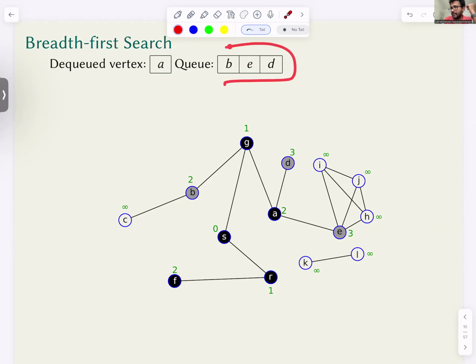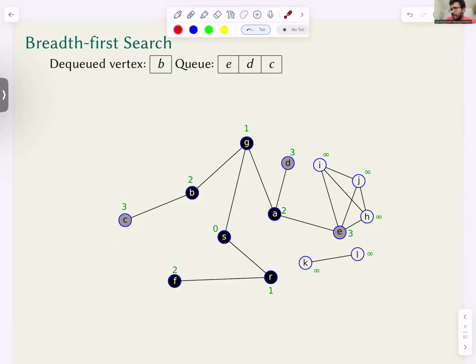So now the queue has 3 vertices in it. Now the next vertex to be DQ'd is B, which has only a single neighbor C. So B will be DQ'd and C will be NQ'd. B becomes black because it's DQ'd. C will become gray because it is NQ'd, and C has gray color and has D value 3.